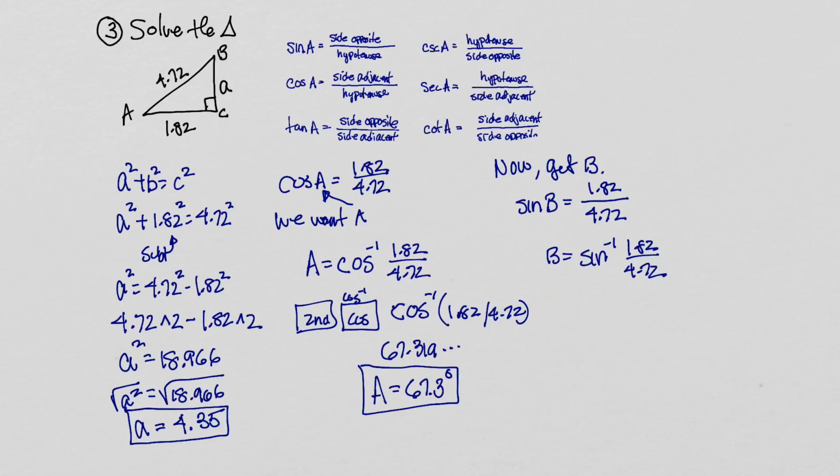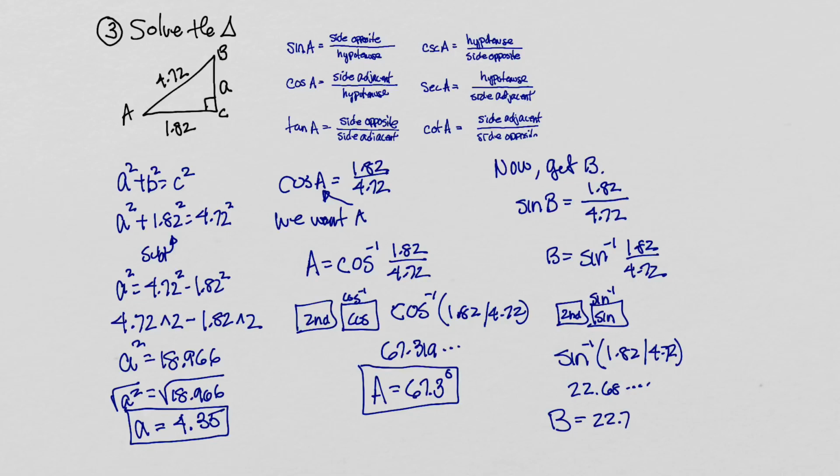Here's what I'm doing. We're going to go with second, so you press the second key. Then you press the sine key, because right above sine is inverse sine. So that gives you this on your calculator: inverse sine, parenthesis, put in the 1.82, divide by 4.72, and when I did that and pressed enter, I got 22.68... So how about if we just say now that B is equal to 22.7 degrees.